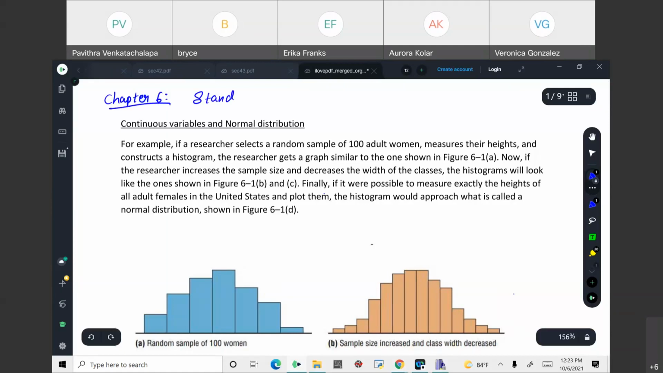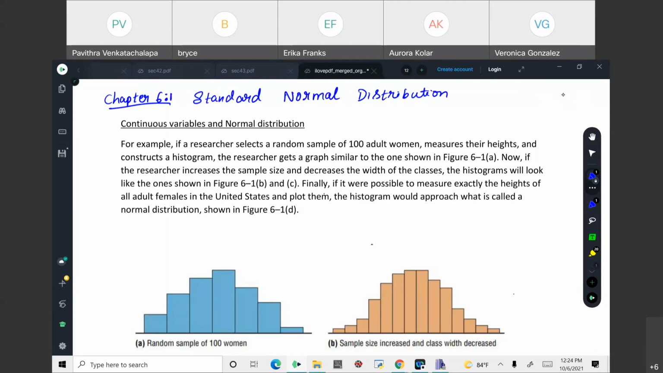Chapter 6, standard normal distribution. Now, you all know what a normal distribution is, right? The bell-shaped curve. So why do we always want our variables to be normally distributed? It is because in a normal distribution, the mean, median, and mode are all equal. That is why we always want our variables to be normally distributed.